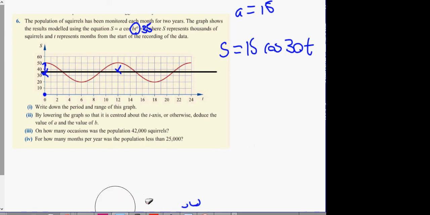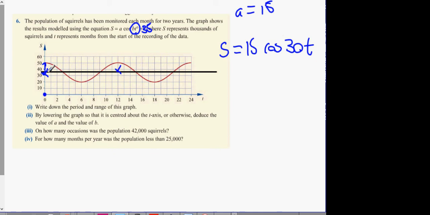Now, you could be asked, by lowering the graph so it's centered about the t-axis or otherwise, deduce the value of A and B. You don't have to do it. You can do it or otherwise. So we've already done it or otherwise, haven't we? Because we figured out that the C value is 35. We figured out that B is 30 and A is 15.